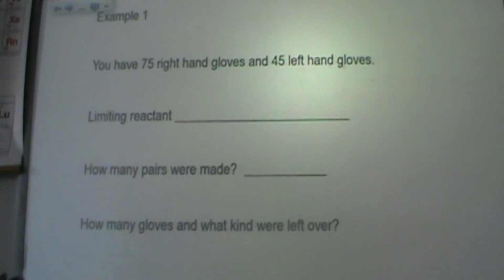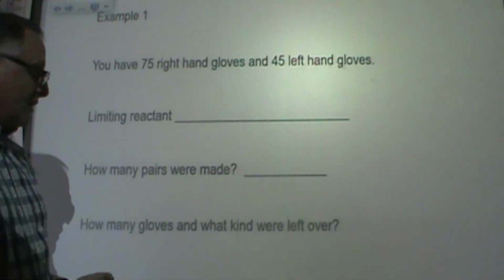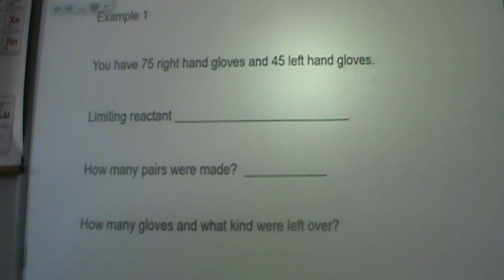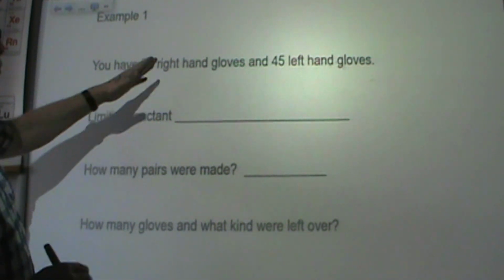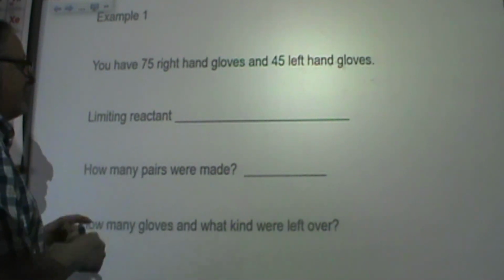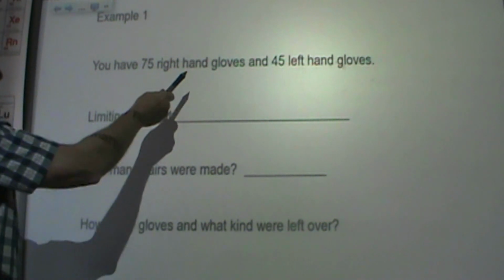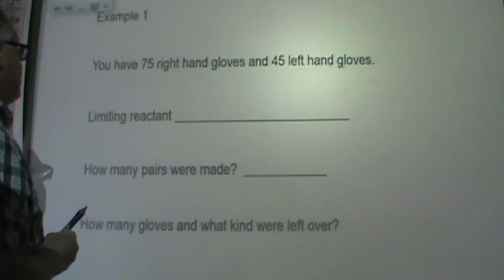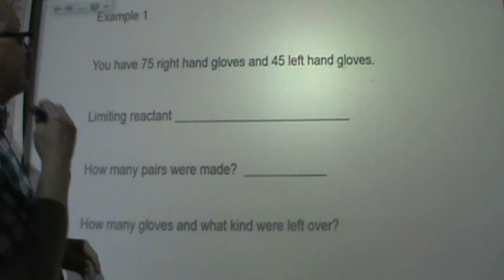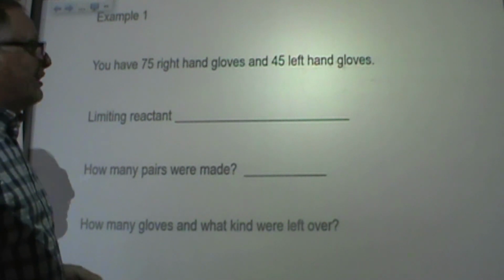A very simple example, except if you could do this one, then you will understand all of the examples we're going to do. They're just not worded as this, and it's nice when things come together in 1-to-1 ratios. They don't always come together in 1-to-1 ratio. It's easier to picture then. You have 75 right-hand gloves and 45 left-hand gloves. What is going to be the limiting reactant? Which one, as you're making pairs, are you going to run out of first?